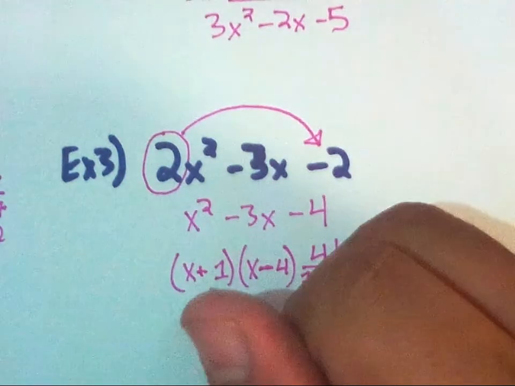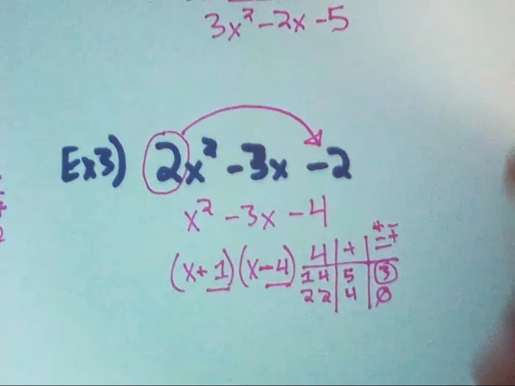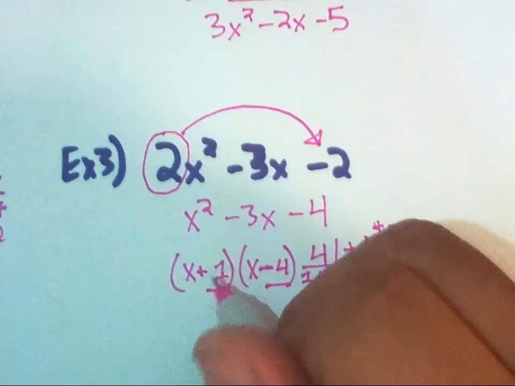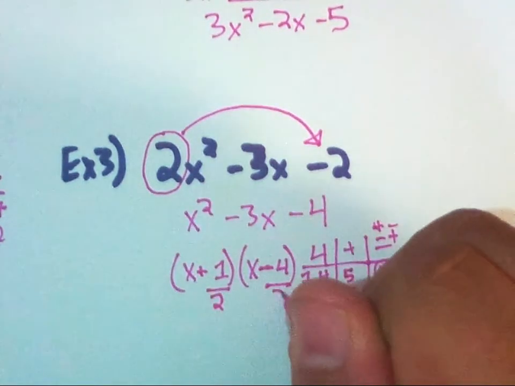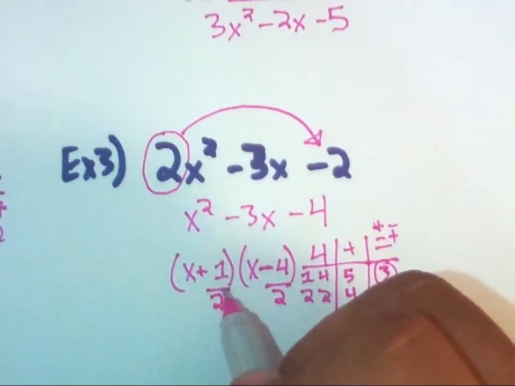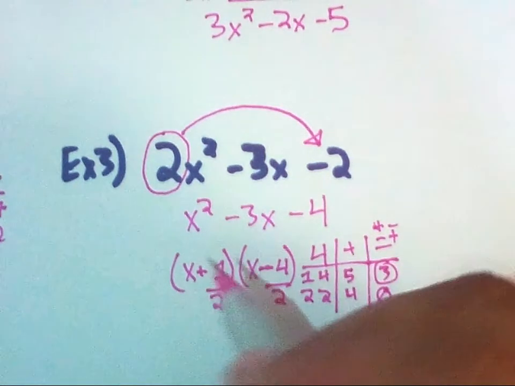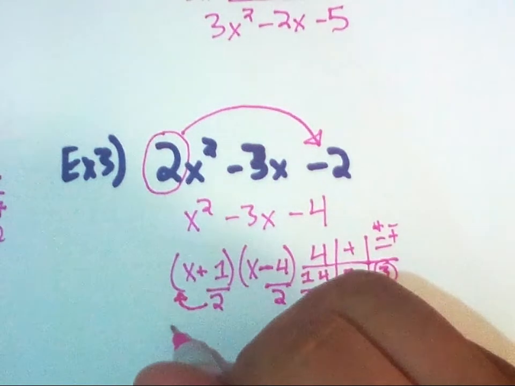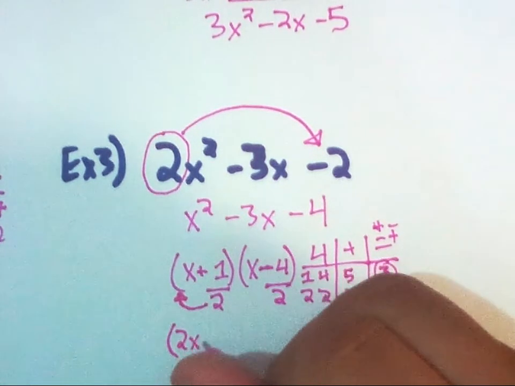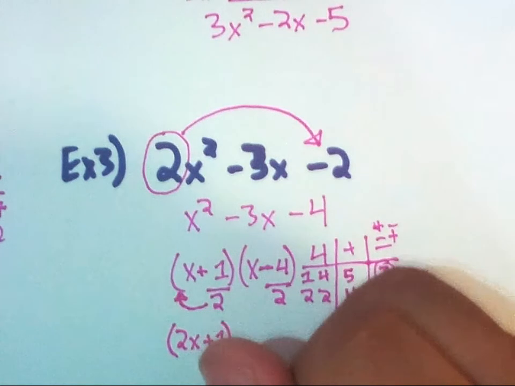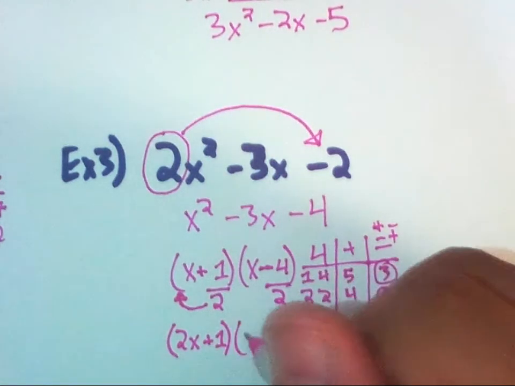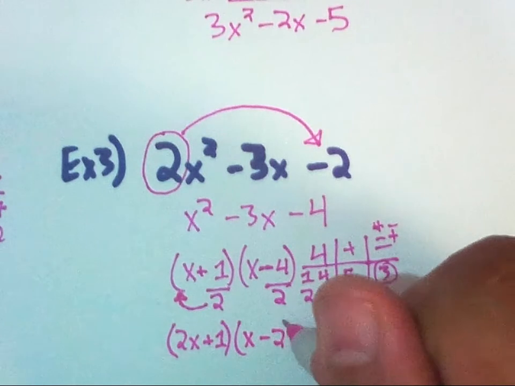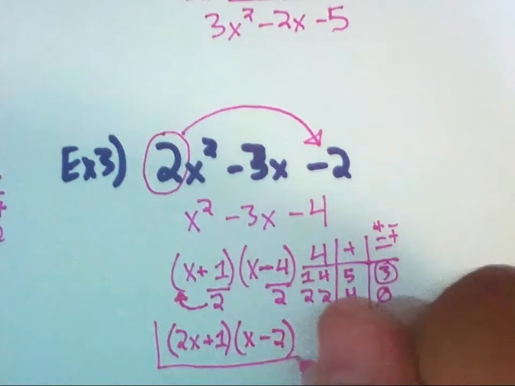Again, dead bodies don't stay hidden forever. So we hit a 2 earlier, so we're going to go ahead and divide by 2. 1 divided by 2 doesn't clean up, so the 2 here is going to move right in front, and this will become 2x plus 1. However, 4 divided by 2 totally cleans up and becomes x minus 2. And that should be our answer.